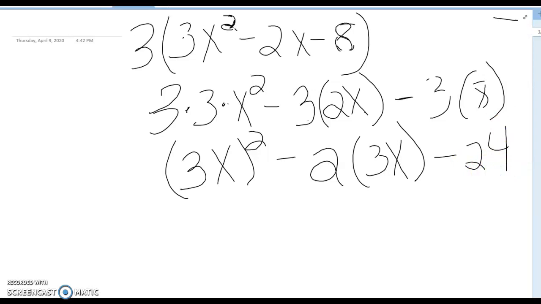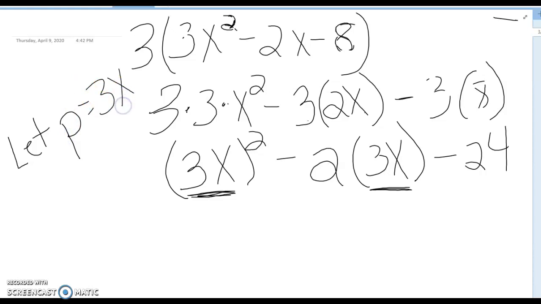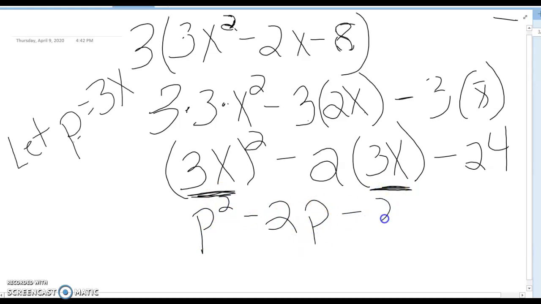And this is where the substitution comes in. See this 3x here and this 3x over here? We're going to substitute that 3x in. So we're going to pick a different variable. I'm going to pick p because that's what your book has been doing. Let p equal 3x. So I'm substituting in, instead of 3x, I'm going to write p. So I write p squared minus 2 times p minus 24. That's where the substitution comes in.